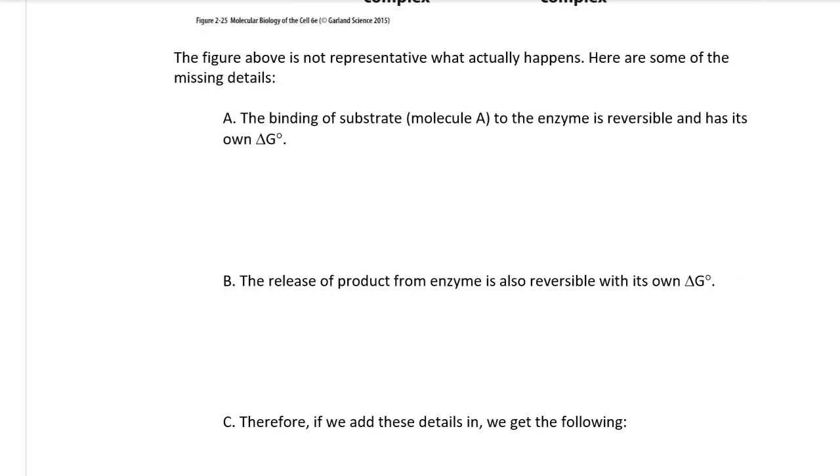The binding of substrate, molecule A, to the enzyme is reversible, and it has its own delta G standard. This is something that we'll be talking about at the end of this section, binding. Binding also has its own delta G standard. Why? Because you have two states. You have enzyme plus substrate, giving you enzyme substrate. Now this is reversible, so the single arrow is not a good representation. This is actually a double arrow. So E plus S going to ES has its own delta G standard.